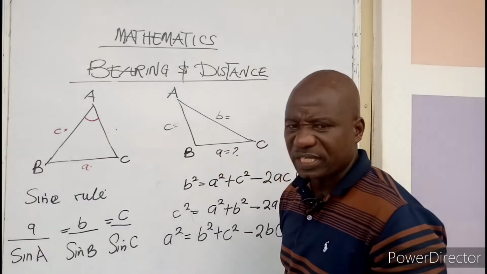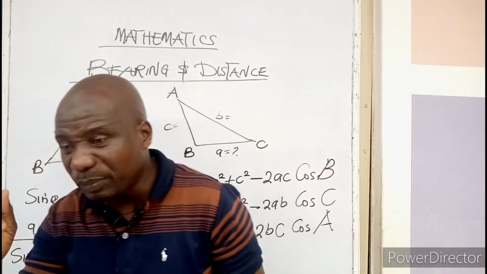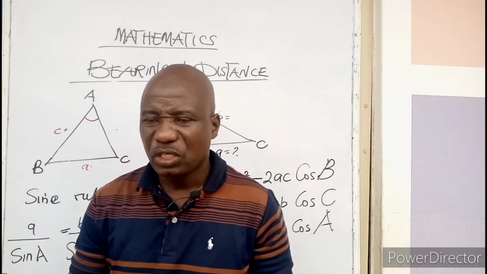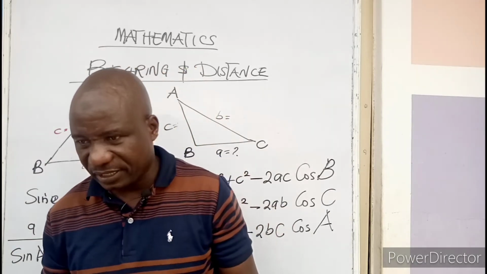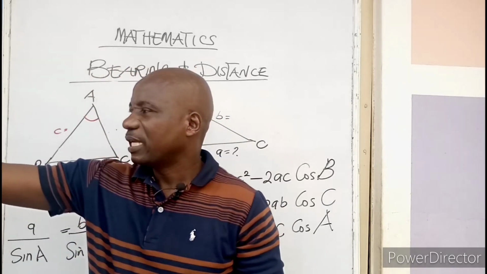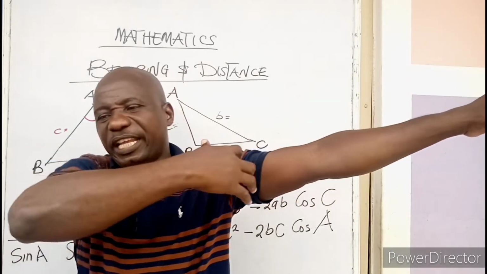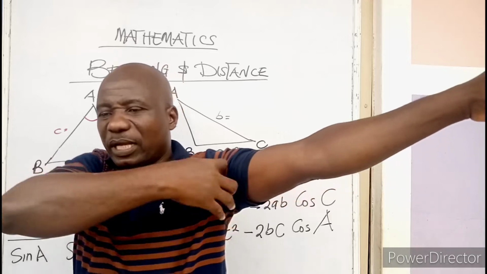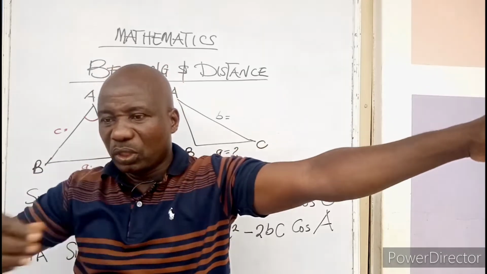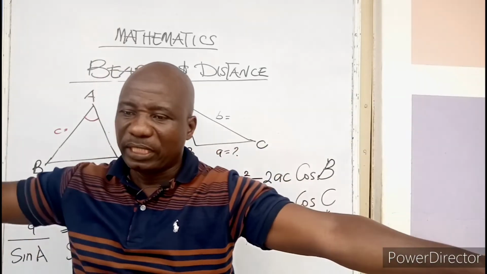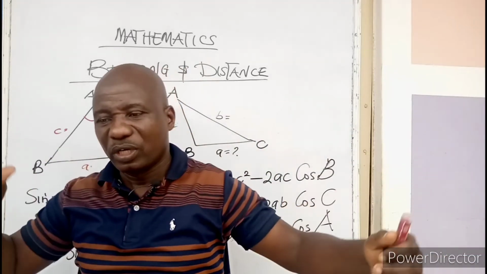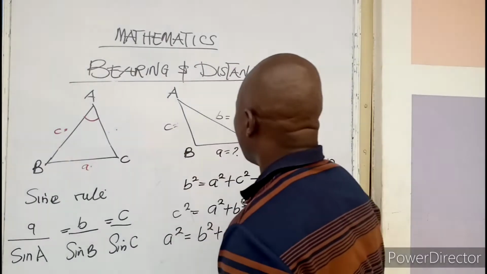But let us now go to cosine rule. Cosine rule can only be used if you have two sides known. That is, I have a side, I have another side, plus the included angle. This is the included angle. They must be known. This side is known, this side is known, and the included angle must be known. If they are known, then you can do it.